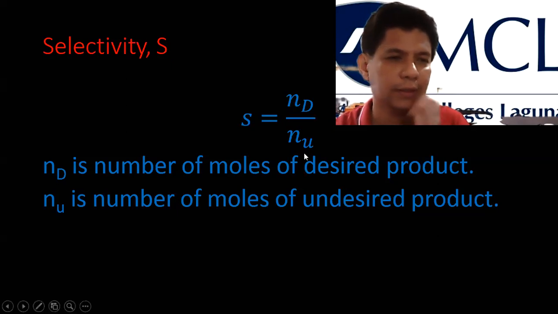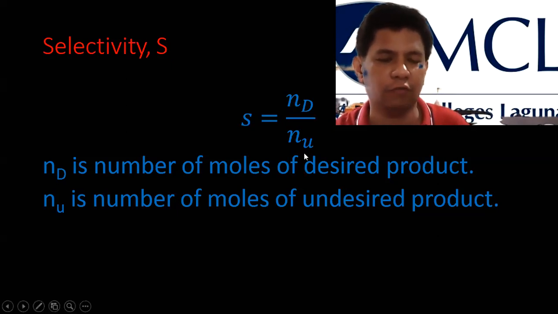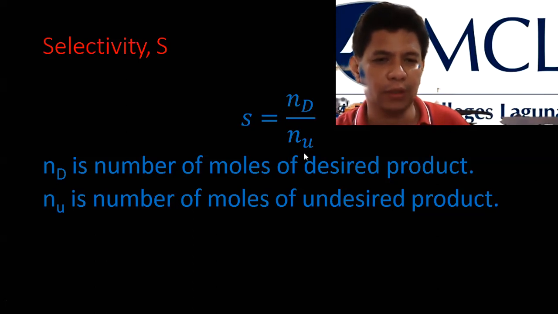Okay. Next, let's define selectivity. Selectivity, or S, is generally defined as the number of moles of the desired product divided by the number of moles of the undesired product. N_D over N_U.